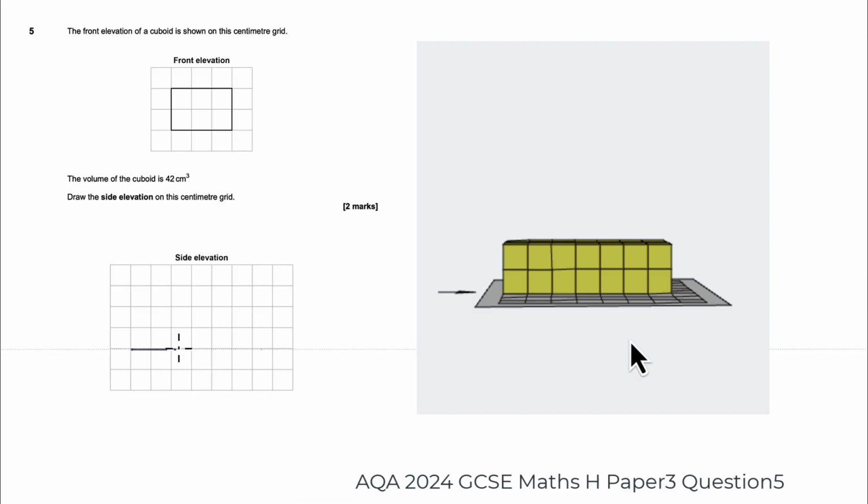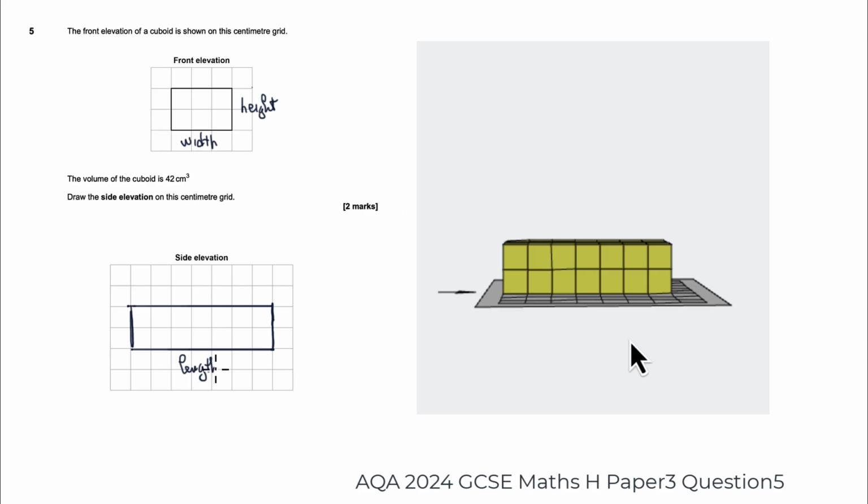Seven along, and 2 up, a rectangle. So there we are, side elevation. And this front elevation, you could call this the width, this the height, and this would be the length.